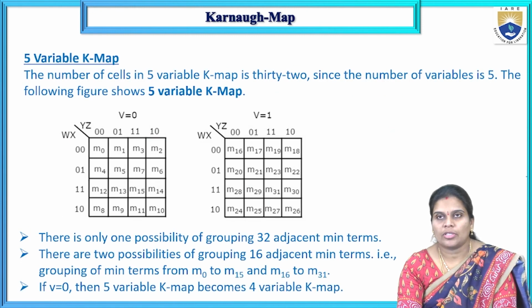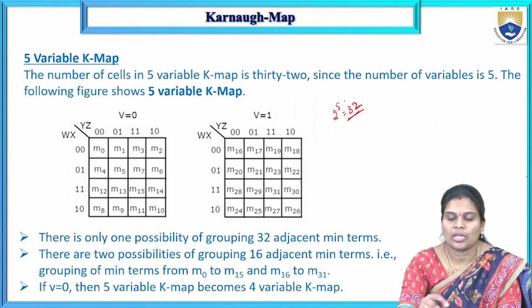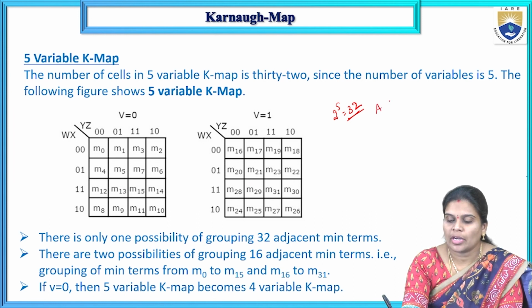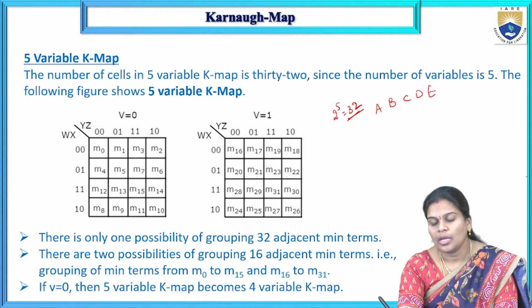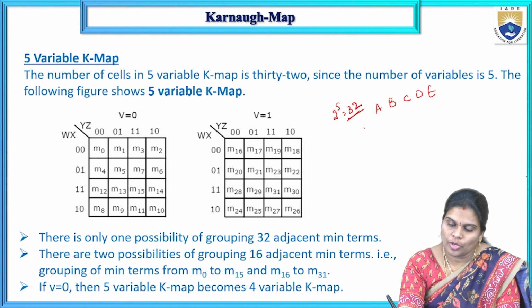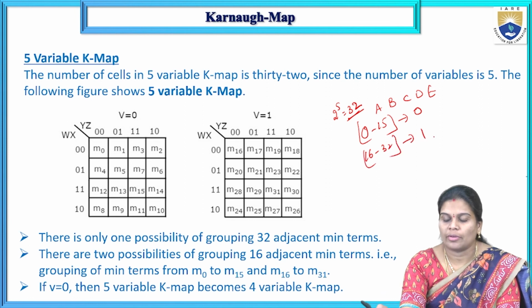Coming to the 5 variable K-map, 2 power 5 equal to 32, so the total square boxes are 32. Each box has 16 combinations, so 16 plus 16, 32. Okay, here we are taking the variables like this: A, B, C, D, E. In this truth table we are writing the 32 decimal values and some binary values. From 0 to 15 the MSB value is 0. From 16 to 31 the MSB value is 1.